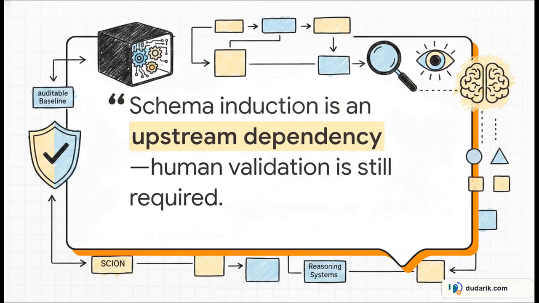Yes, this pipeline is state-of-the-art. Yes, it finally opens up the black box. But at the end of the day, schema induction remains a statistical alignment problem. It outputs normalized typed edge targets, but your downstream query engines and automated reasoning systems, they're still going to require human governance. You use SCION to generate an incredibly powerful auditable baseline, but human expertise is still the final validator.